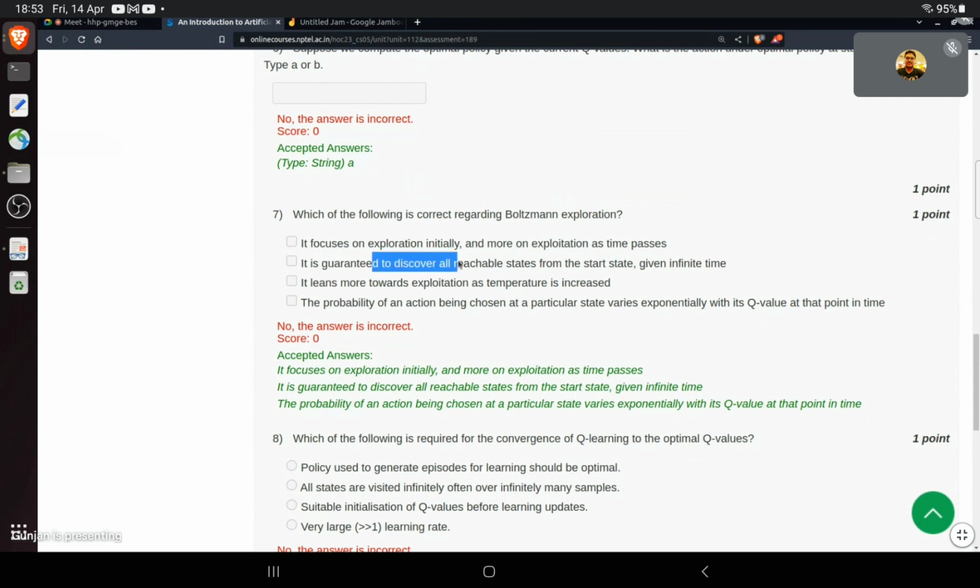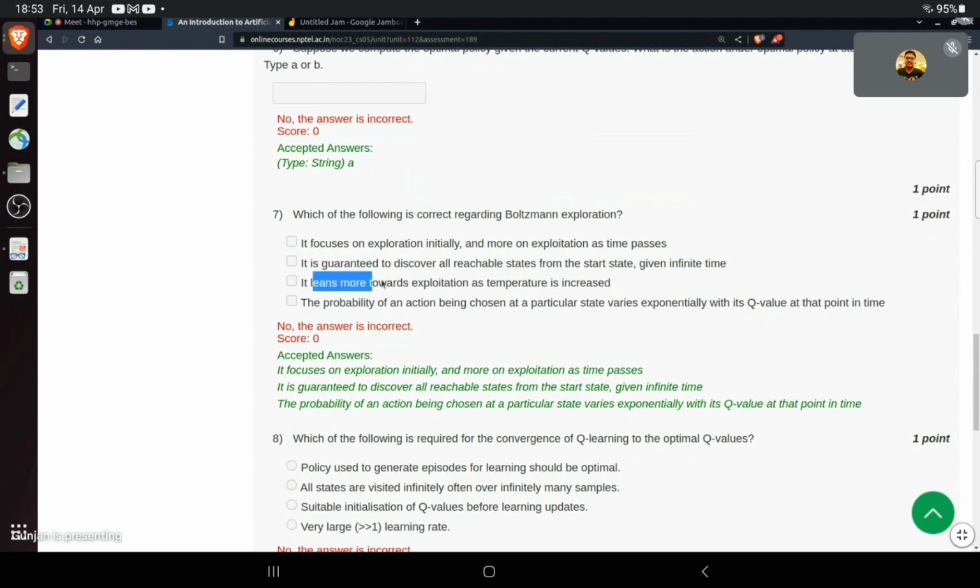Then it says it is guaranteed to discover all reachable states from the start state given infinite time. So this is like an asymptotic estimation, and as we have seen in lots of cases previously when we were studying the path based thing, eventually if you give it a lot of time, it will be able to reach all the states which are reachable, right?